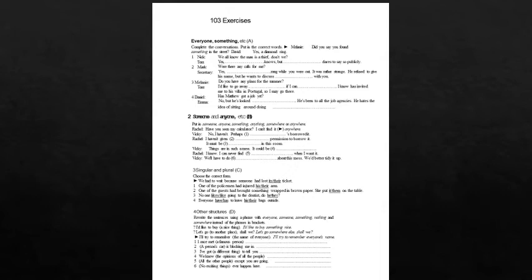Unit 103, exercise number 3, singular and plural. This is related to part C of Unit 103. Choose the correct form. The example sentence has already been done. We had to wait because someone had lost their ticket. Now here, someone is a person.